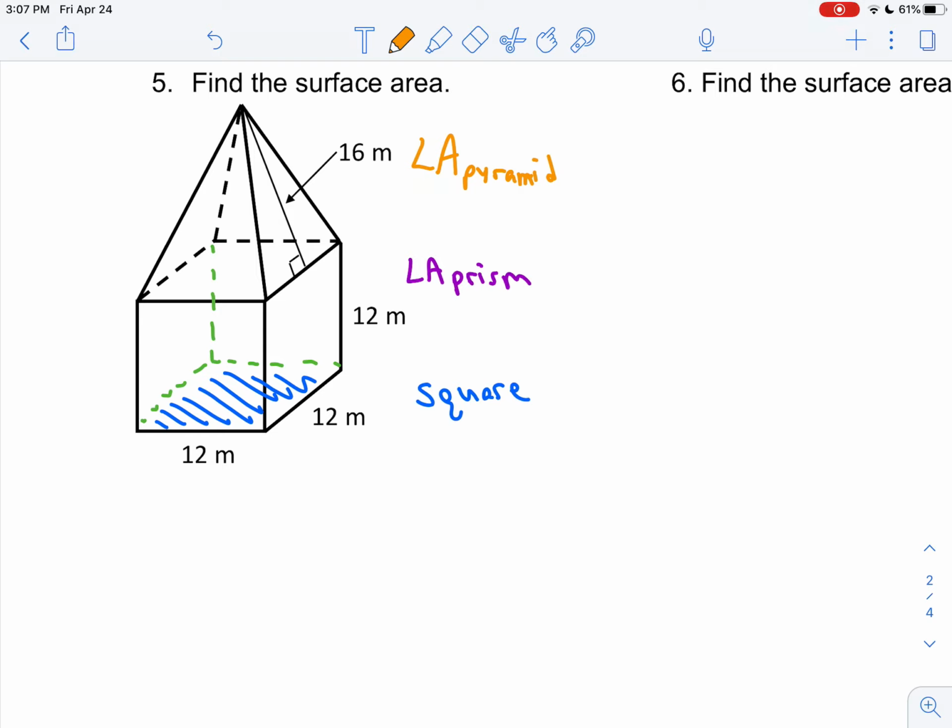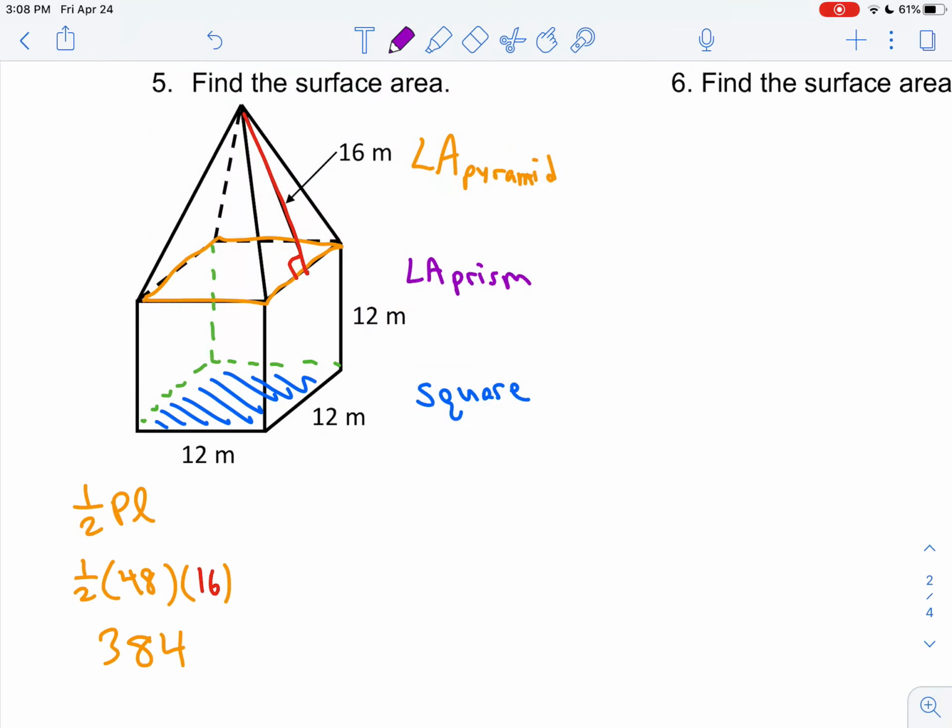Lateral area pyramid, 1/2 PL. Remember the L stands for slant height. So the perimeter is 12, 12, 12, 12, 48. Slant height, just a reminder, slant height is the altitude of one of those faces. So that's actually, let's just keep it red. That's the 16. Cool, beautiful. And sometimes we have to find that, but this time it was given. So now we have 24 times 16, 384.